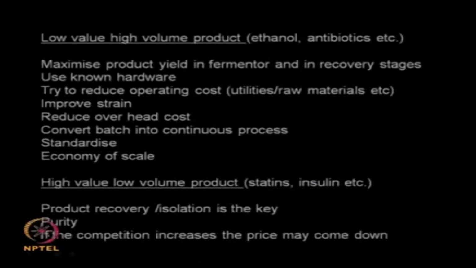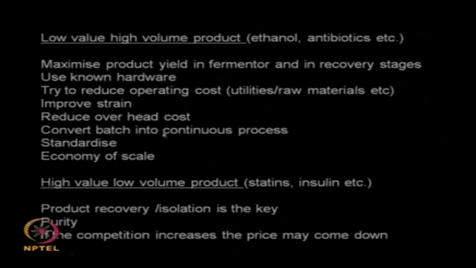because the value is very low. Improve strain, so you can do microbiology and see whether the strain tolerance can be improved. That is how new ethanol tolerant strains have been discovered over the past few years. Reduce overhead cost, because the value is very low, you are selling the product at a very low price, so obviously do not have too much of overheads, keep your overheads very low.